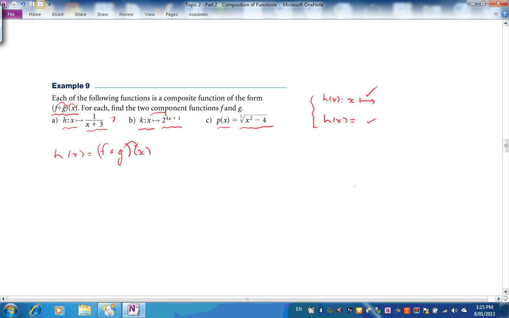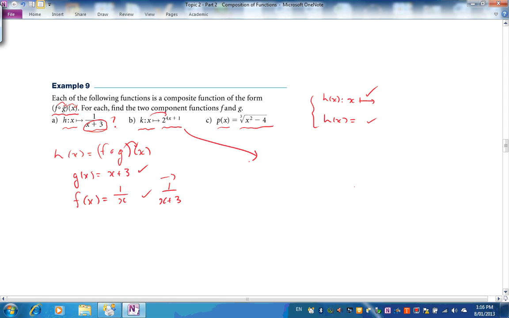Well, what was done first up here? Well, we did a 1 over, but first of all, we had to do x plus 3. So we're going to say g of x equals x plus 3. And then f of x was 1 over x plus 3, or the function 1 on x. Can you see that? Identifying what was done first. So if you do this first and then apply f to it, you will have 1 over x plus 3 at the end.